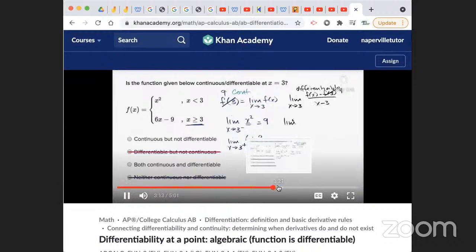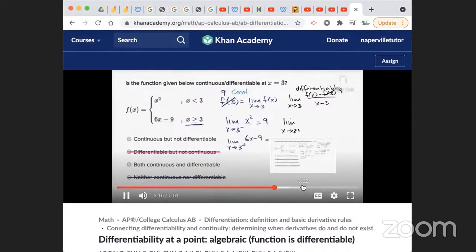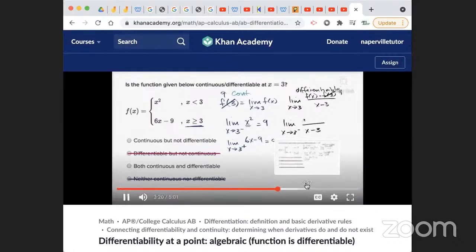So let's first think about the limit as x approaches 3 from the left-hand side, of the derivative of the function. As we approach from the left-hand side, as x is less than 3, f of x is equal to x squared.